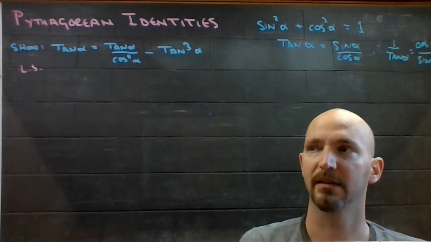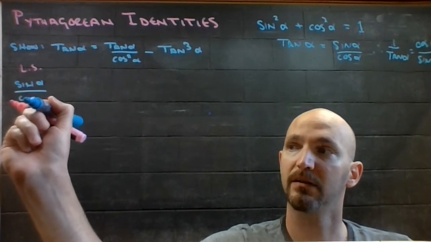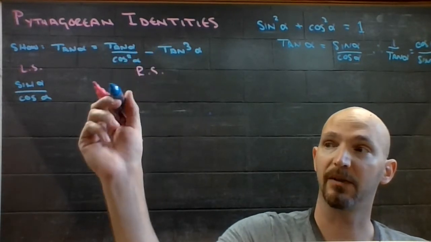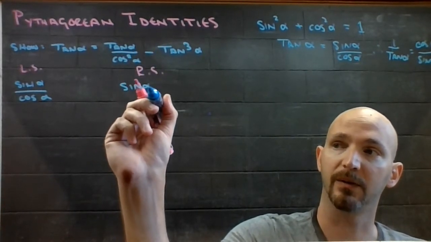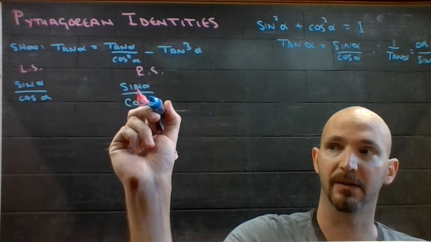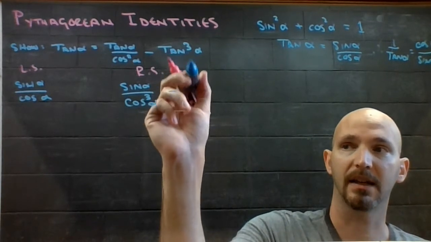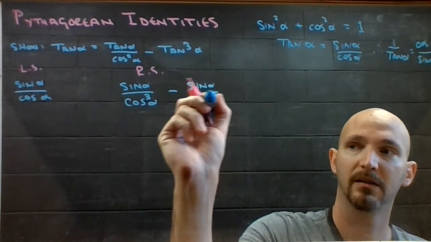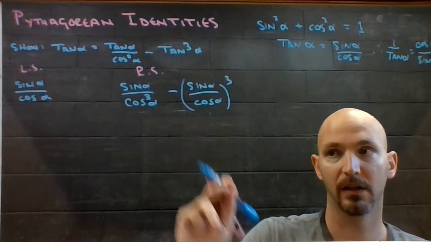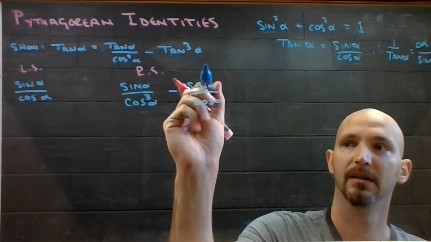So my left side then, if I replace tan with this, I get sine alpha over cos alpha. And on my right side, this tan alpha becomes a sine alpha over cos. But there are two extra powers of cosine in the denominator, so that makes this a cos cubed. This one here, tan is sine over cos, and the whole thing is cubed. Or I can write that by cubing the numerator and the denominator, like so.